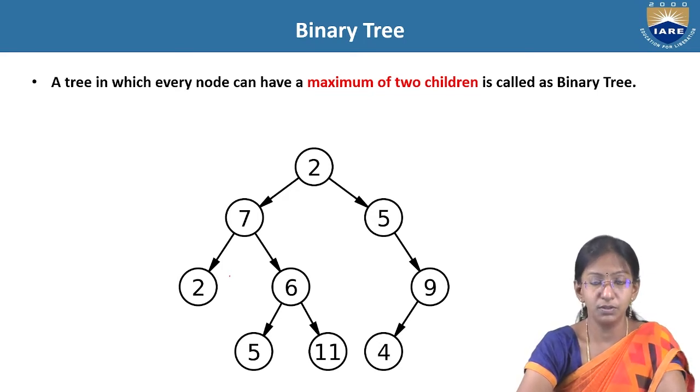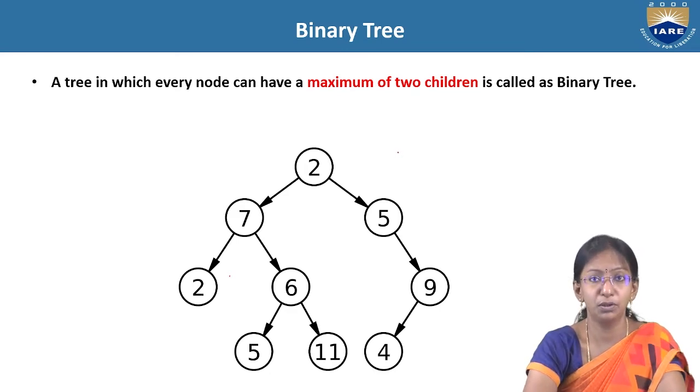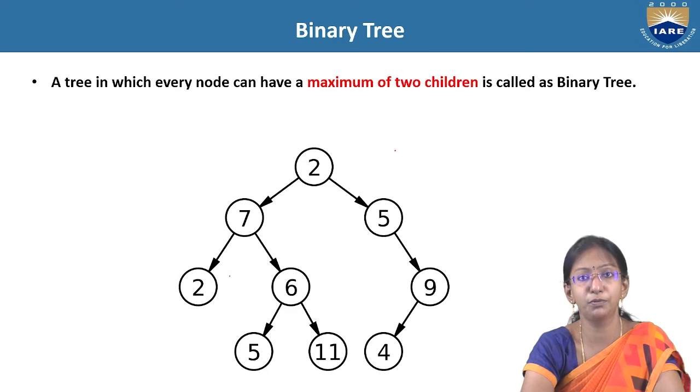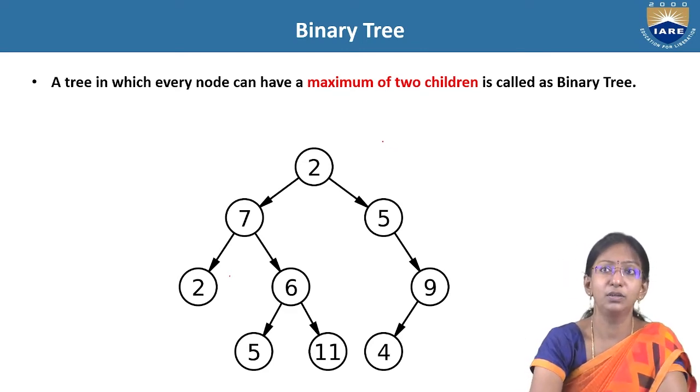So internal nodes have a constraint saying that they can have a minimum of 1 and a maximum of 2 children. And leaf nodes have 0 children, right? Have a look at the root node.